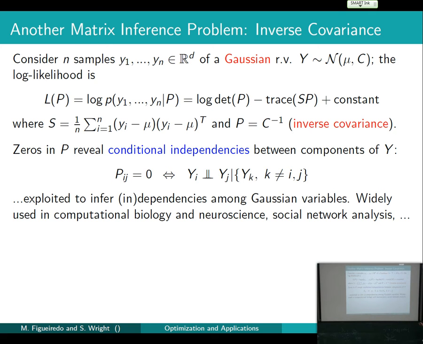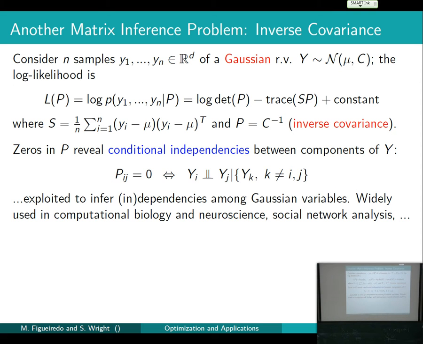The derivative of this with respect to P is just S. The derivative of this with respect to P is P inverse. So when you set that to zero, you just get P inverse equals S, okay, or P equals S inverse. However, unless we're very lucky, that's going to give us a dense matrix. It's not going to reveal these conditional independences that we're looking for.